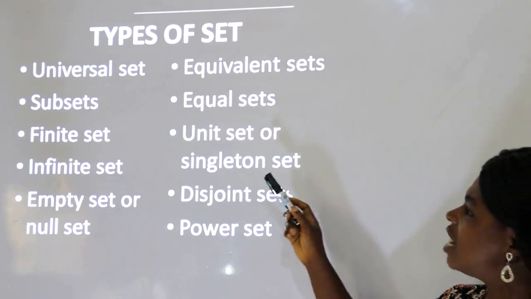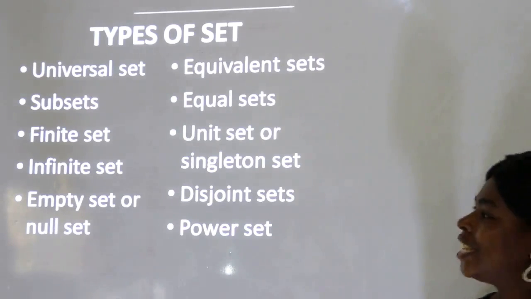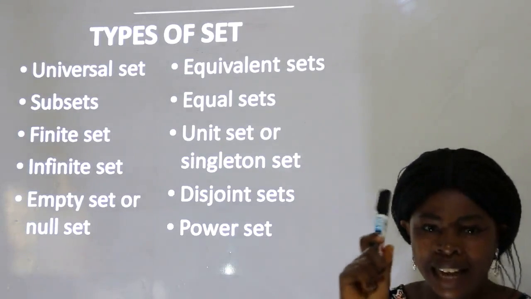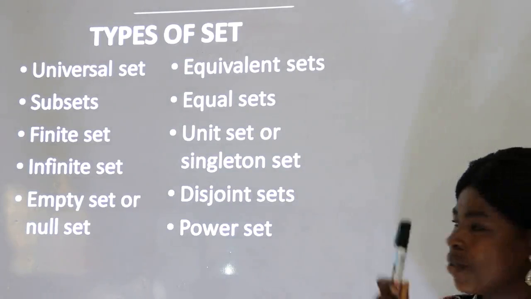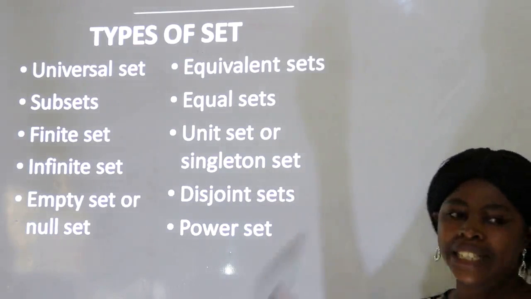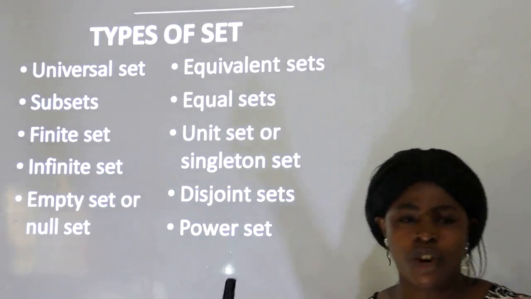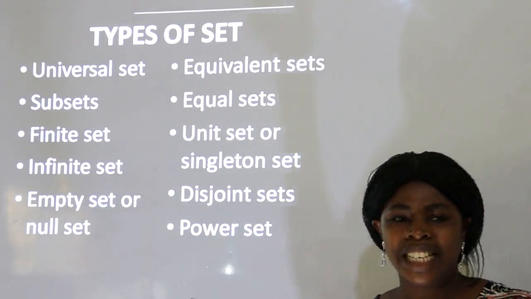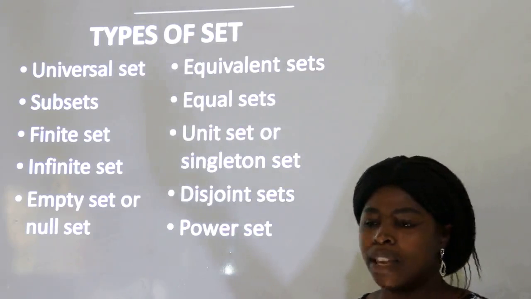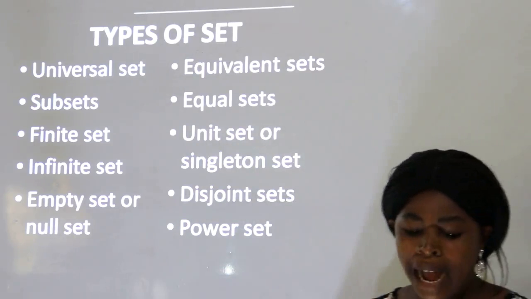Then we have the unit set or singleton set. A set is said to be a singleton set if it has only 1 element in it. So you have only 1 element, we say it's a singleton set. Then we have a disjoint set. 2 sets are said to be disjoint if they have nothing in common. Set A doesn't have anything in common with set B. Then we say that they are what? Disjoint.